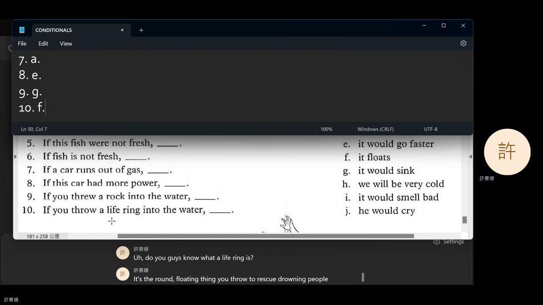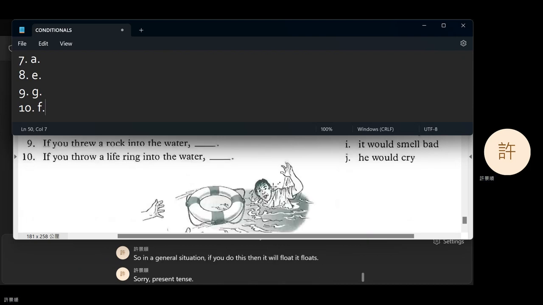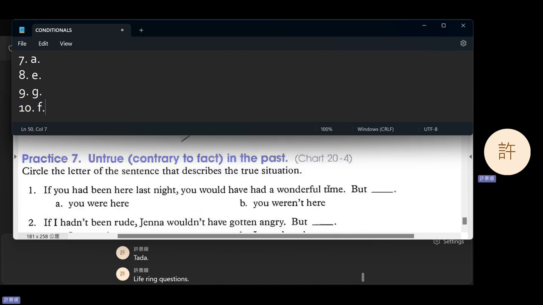Another name for this is a lifesaver. Lifesaver is also the name of a kind of candy that looks like a lifesaver. So in a general situation, if you do this, then it will float. It floats, sorry, present tense. Yeah, ta-da, life ring. Questions? Okay, next one.